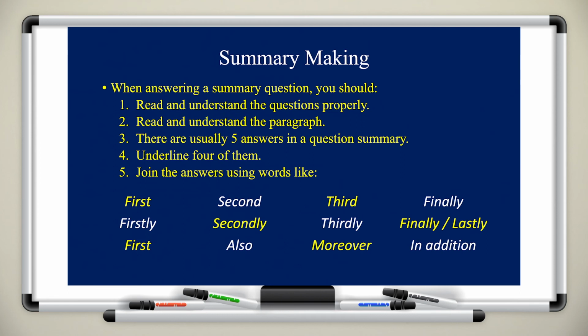Now, for summary making, when answering a summary question, you should, 1, read and understand the question properly. 2, read and understand the paragraph. 3, there are usually 5 answers in a question summary. Underline 4 of them. Join the answers using words like first, second, third, finally, etc.